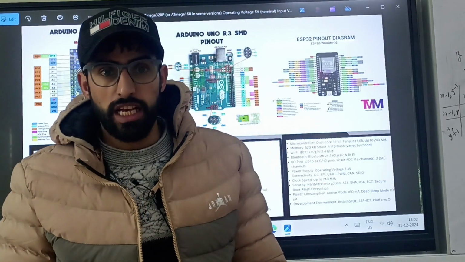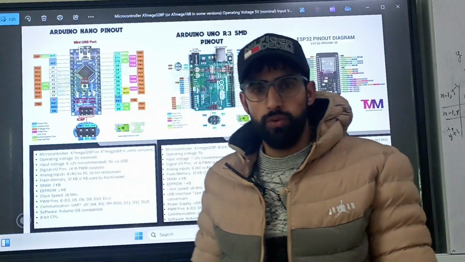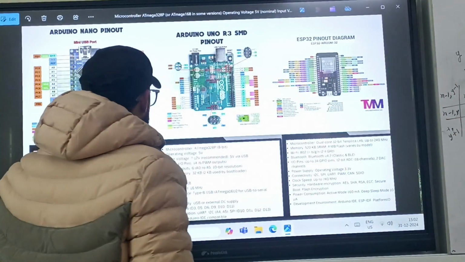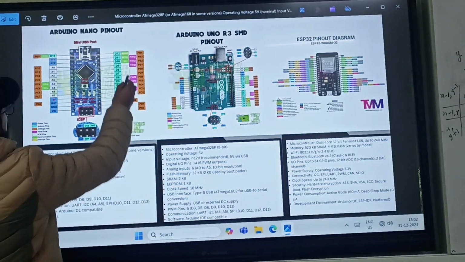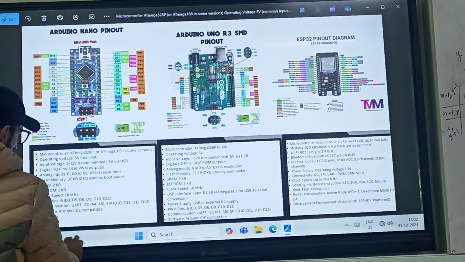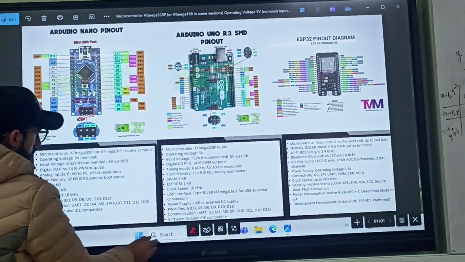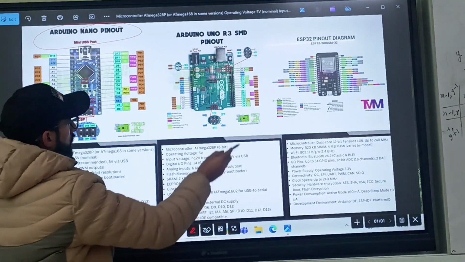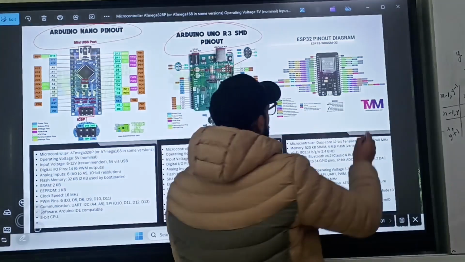Dear students, in the last video we discussed the Arduino Nano pinout, Arduino Uno pinout and ESP32 pinout, as you can see here. So in the previous video we discussed this Arduino Nano pinout, the Arduino Uno pinout and the ESP32 microcontroller pinout.